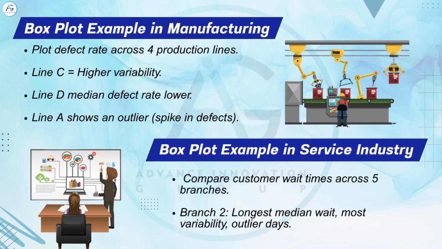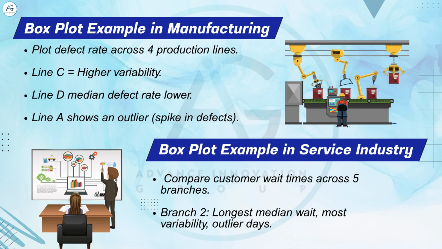Let's now look at a couple of real-world examples of how box plots are used. One from manufacturing and one from the service industry. Manufacturing example: suppose we plot the defect rate across 4 production lines, A, B, C, and D. We notice that line C has higher variability, which means its box and whiskers are longer. The defect rates are less consistent and more spread out.